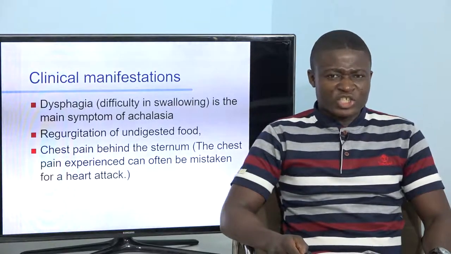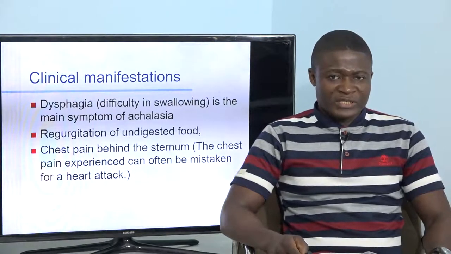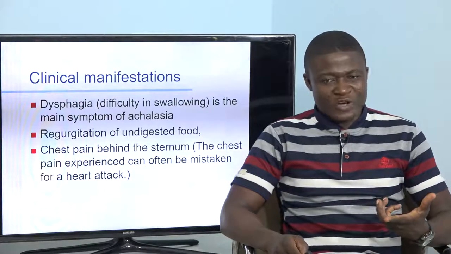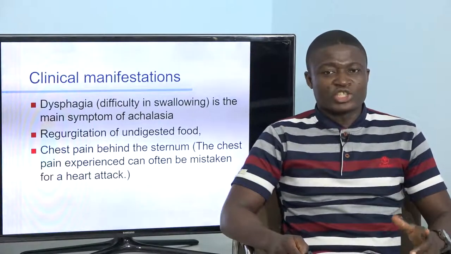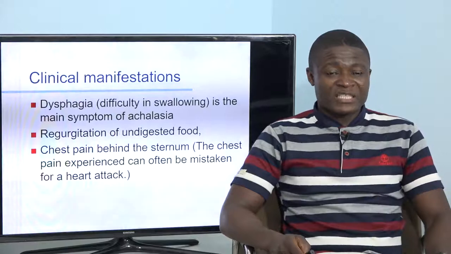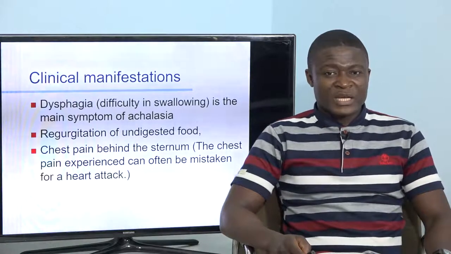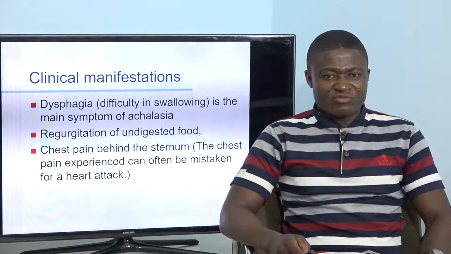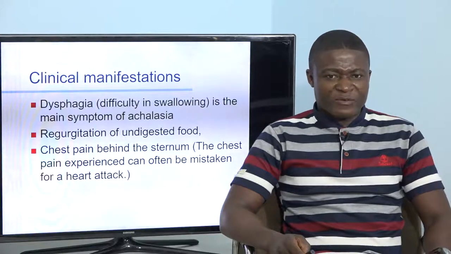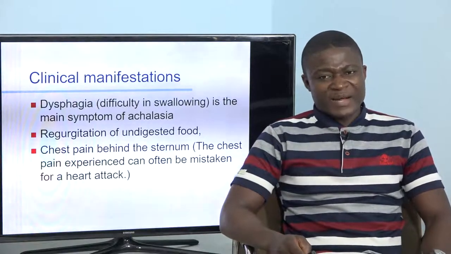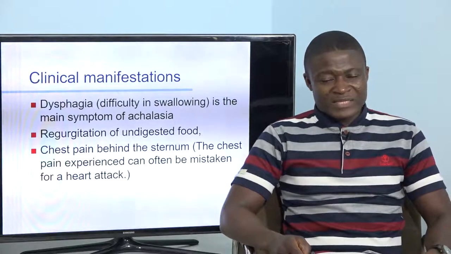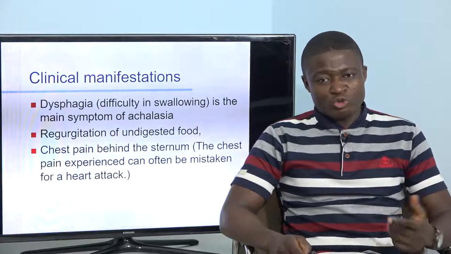There is also regurgitation of undigested food. Regurgitation refers to food in the stomach climbing back up into the esophagus. So there is food in the stomach which has not been digested, and then it flows back into the esophagus again. There is chest pain behind the sternum. The chest pain can often be mistaken for a heart attack. People suffering from achalasia may have chest pain, that is a burning sensation. This is as a result of the food refluxing back into the esophagus.